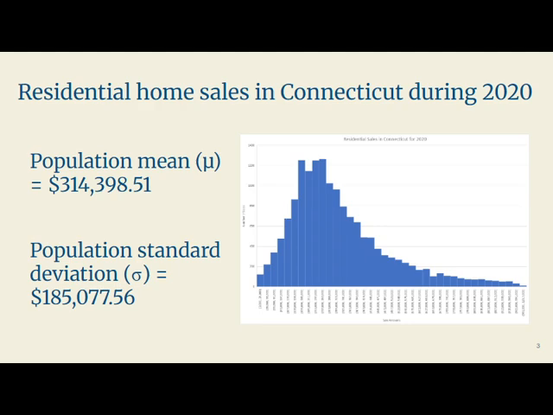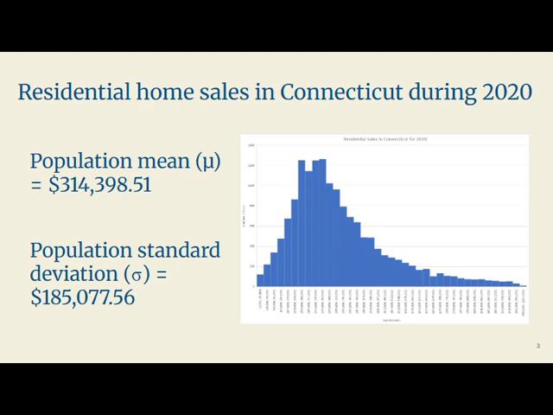Super easy. Excel showed that the average home price for our population was $314,398.51. This is the population mean, represented by the Greek letter mu. Most homes sold for prices close to that amount, but there was definitely variation. Some houses sold for nearly $1 million.